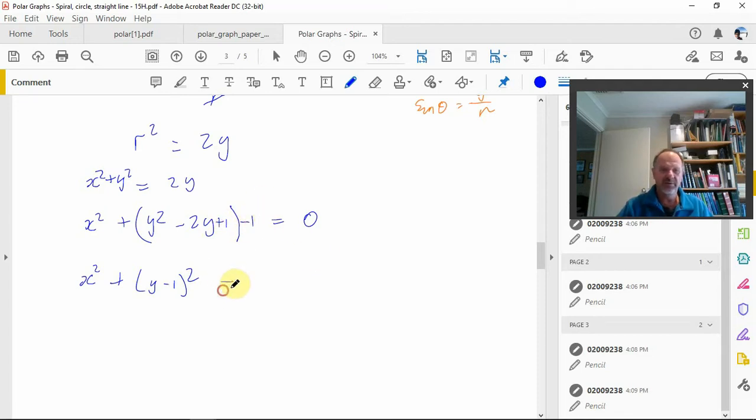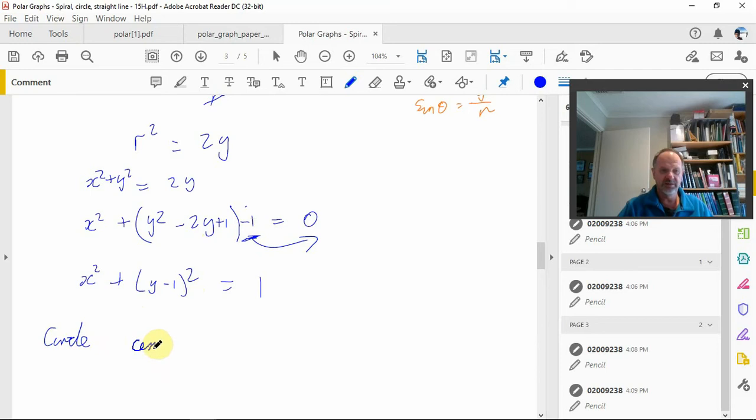All right, now I'm going to move this minus 1 across by adding 1. And there we go. We've now got a Cartesian equation. And this particular Cartesian equation, we should notice, is a circle.